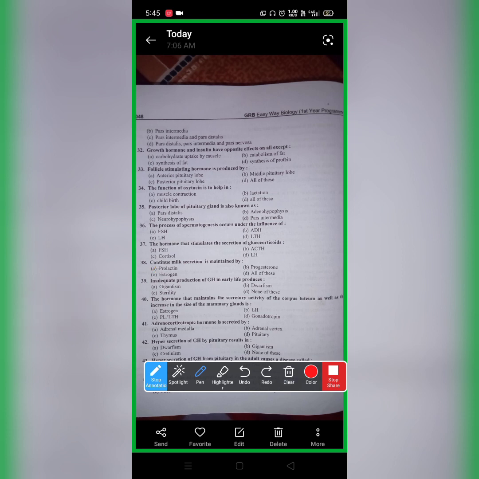Inadequate production of the GH in early life is called gigantism. In later life, it is called acromegaly. When there is lower secretion of the growth hormone, can you tell what will be the condition name?